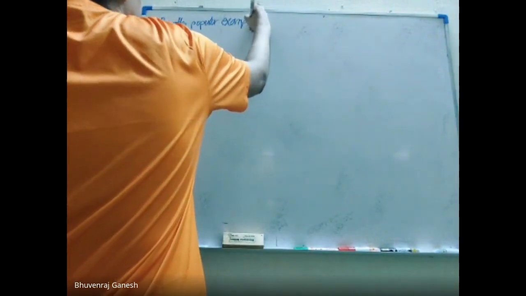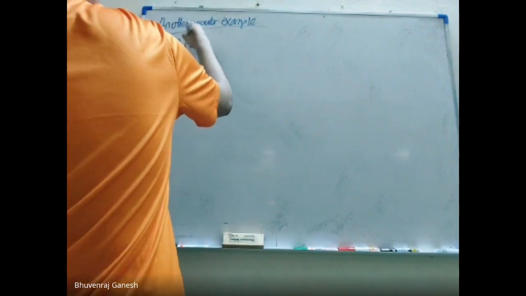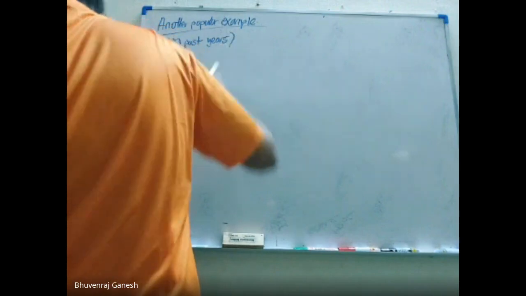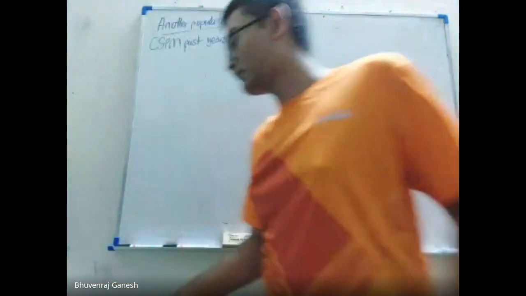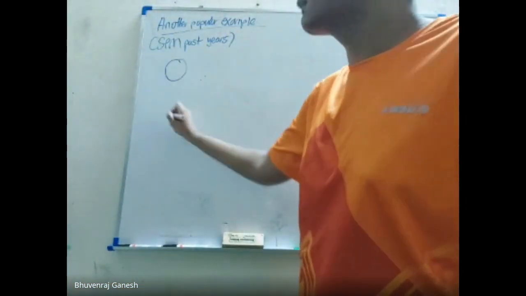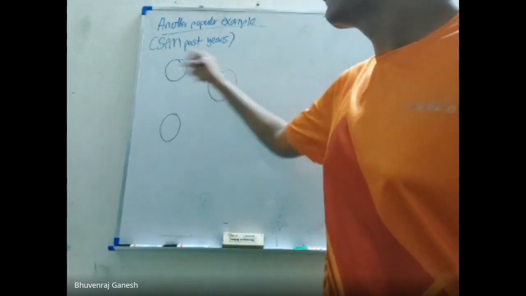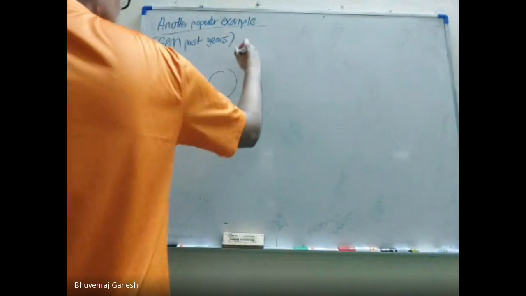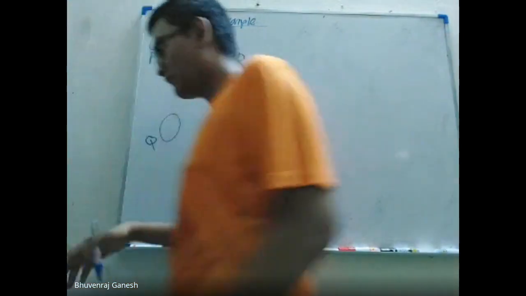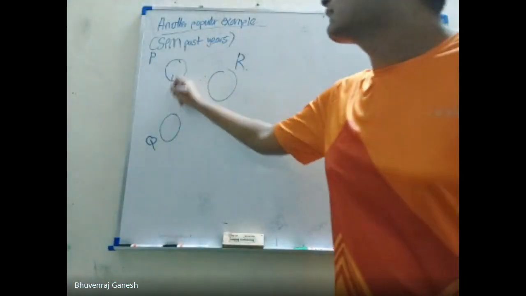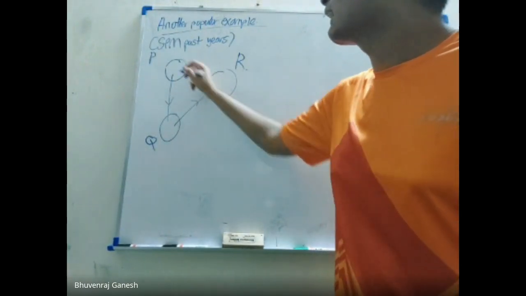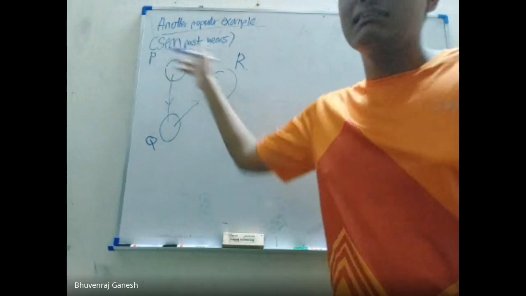And it also came in SPM past year. So how it looks like is very typical. They'll give you three circles like this. And they will say P, Q, R. So now they will draw arrows that map these three things like this, and like this. So P to R is like a shortcut.